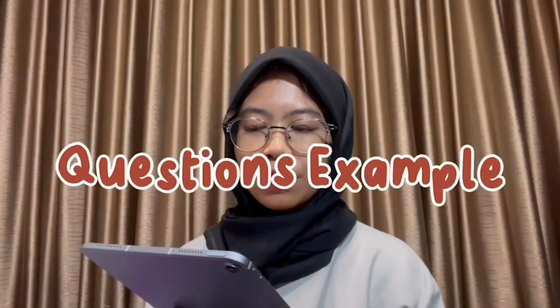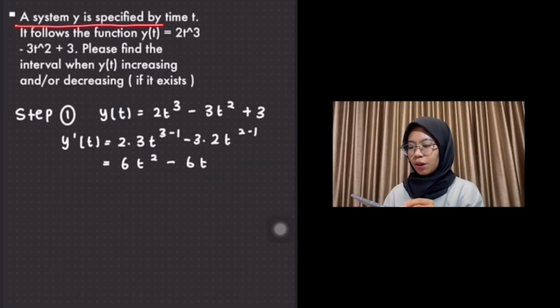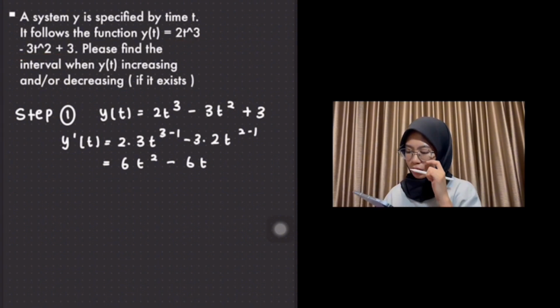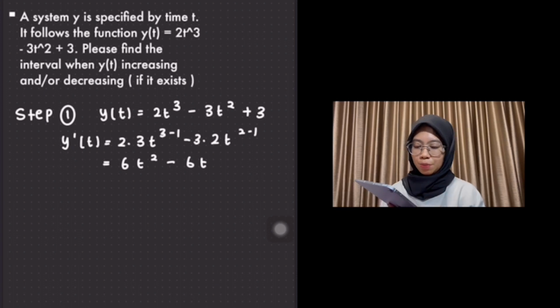So in this part, I will explain more with examples of questions. The question is: a system y is specified by time t. It follows the function y of t equals 2t cubed minus 3t squared plus 3. Please find the interval when y of t is increasing and/or decreasing, if it exists. The first step is to find the derivative of the function. The function is y of t equals 2t cubed minus 3t squared plus 3, and the derivative is y prime of t equals 2 times 3t to the power of 3 minus 1, minus 3 times 2t to the power of 2 minus 1, and the answer will be 6t squared minus 6t.